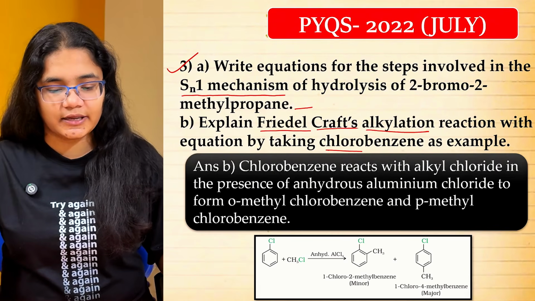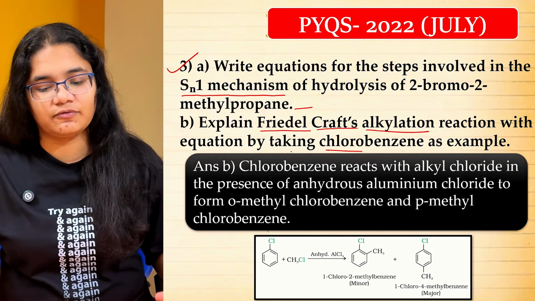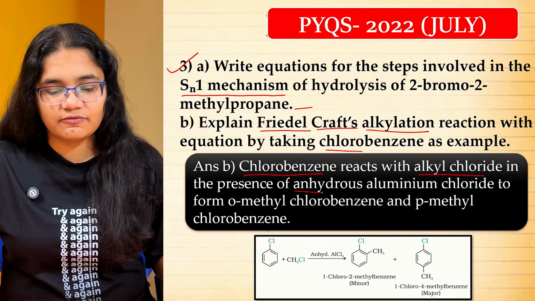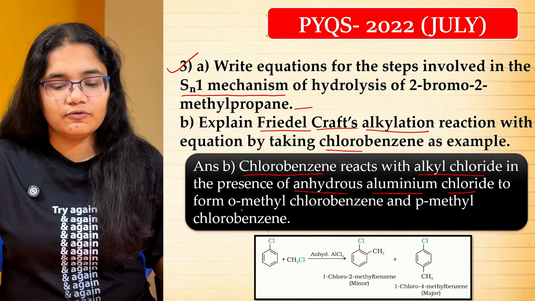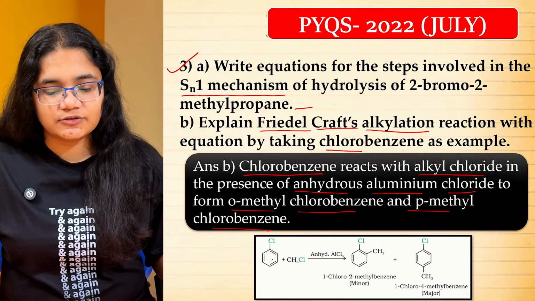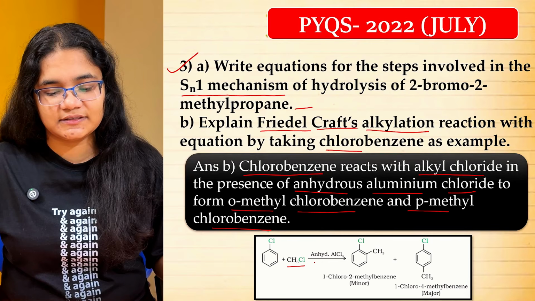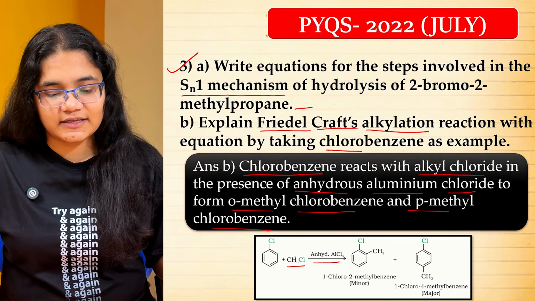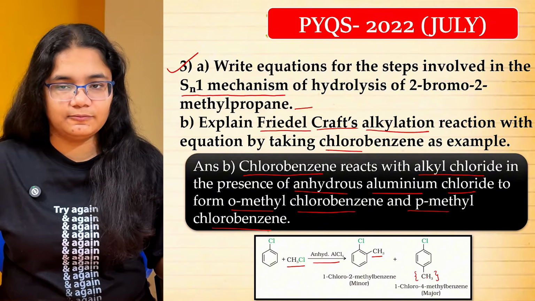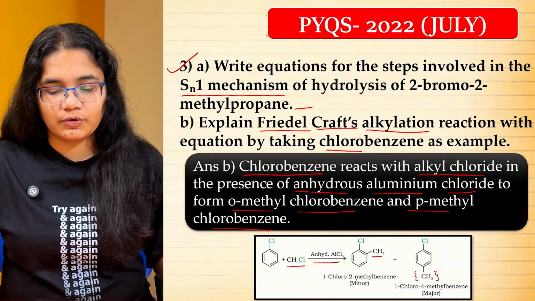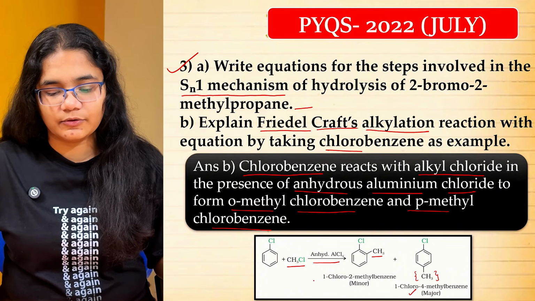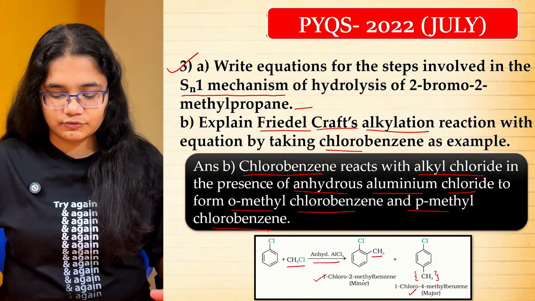Friedel-Crafts alkylation, again a name reaction. So first the definition, and then you have to write the reaction. Chlorobenzene reacts with alkyl chloride in presence of anhydrous aluminium chloride to form ortho-methyl chlorobenzene and para-methyl chlorobenzene. You can see you have chlorobenzene, CH3Cl and AlCl3, and here CH3 will be added at the ortho position and CH3 will be added at the para position. So you get 1-chloro-2-methylbenzene and 1-chloro-4-methylbenzene. These both are important compounds.